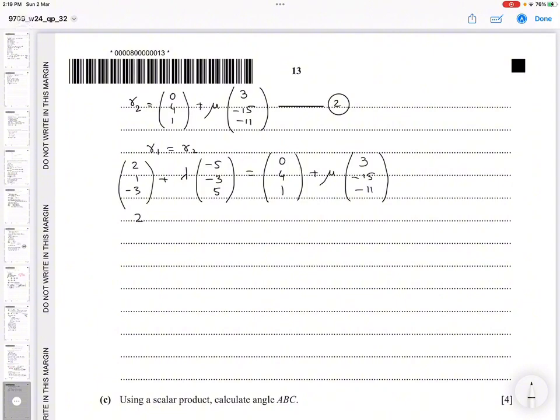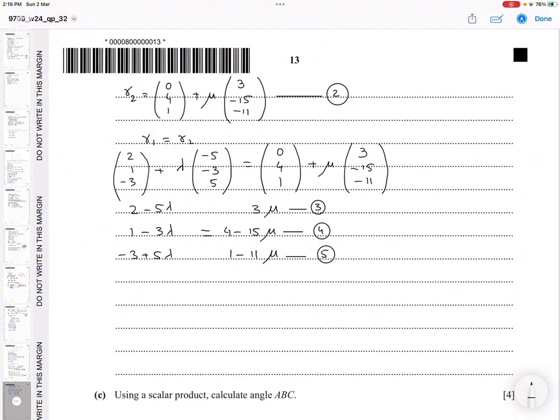So I can write 2 minus 5 lambda, 1 minus 3 lambda, minus 3 plus 5 lambda. This is equal to 3 mu, 4 minus 15 mu, and 1 minus 11 mu. Name them equation number 3, equation number 4, equation number 5.